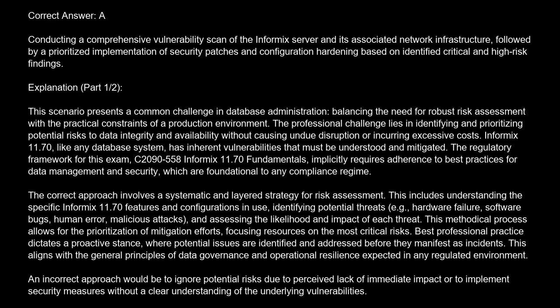This methodical process allows for the prioritization of mitigation efforts, focusing resources on the most critical risks. Best professional practice dictates a proactive stance, where potential issues are identified and addressed before they manifest as incidents. This aligns with the general principles of data governance and operational resilience expected in any regulated environment.